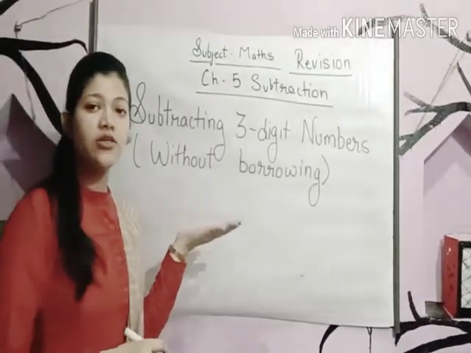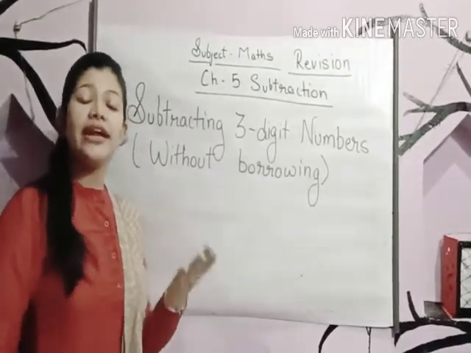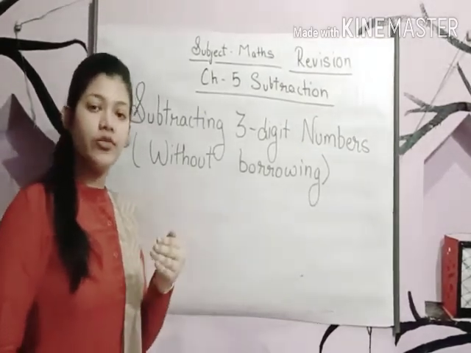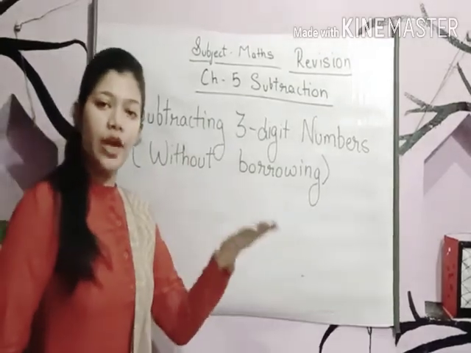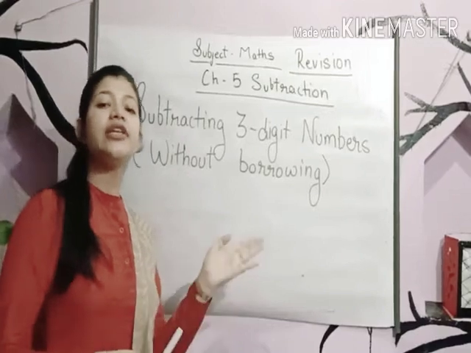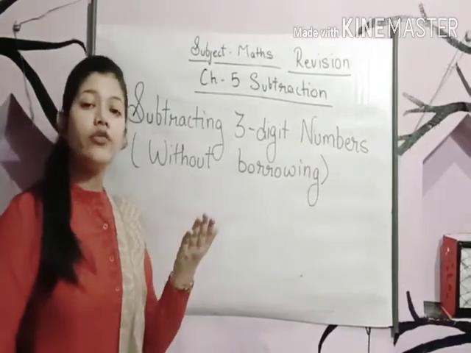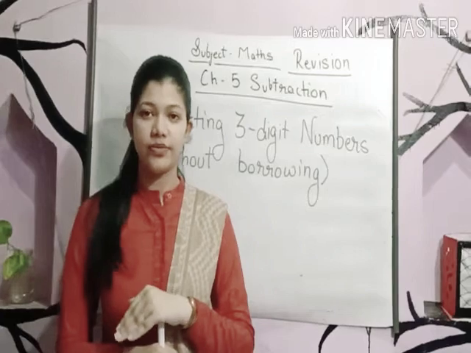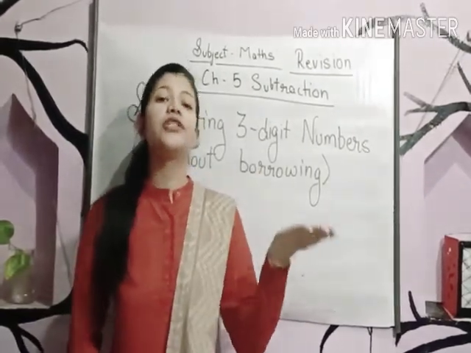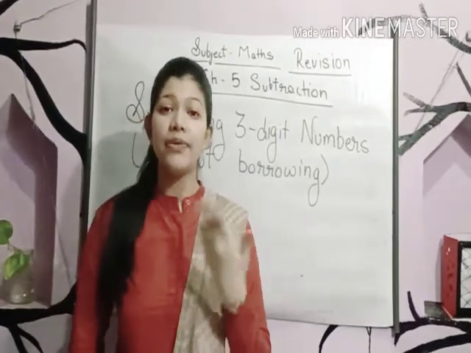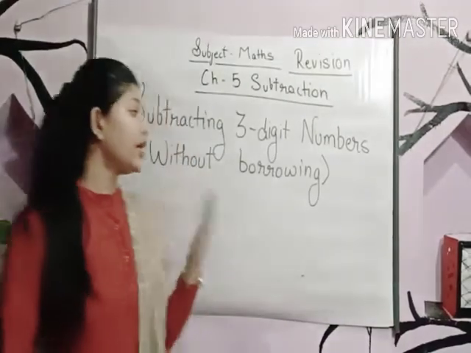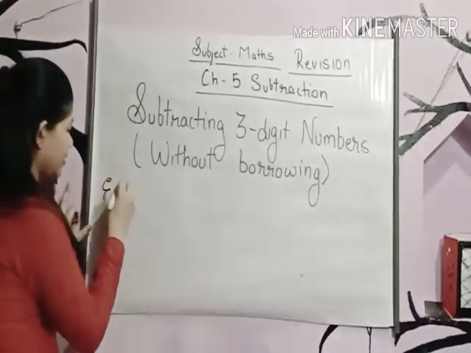In subtraction we do borrowing, but in addition we take carryover. In borrowing we give a number to another number. Clear? Got it? What is the difference between carryover and borrowing? In carryover we take a number, but in subtraction, in borrowing, we give a number to another number so that it can be subtracted from the given number. Clear?